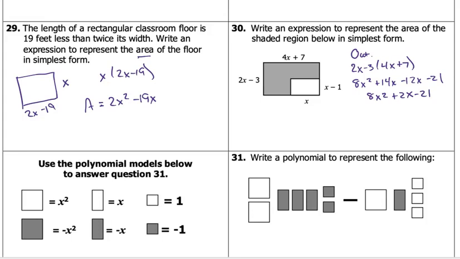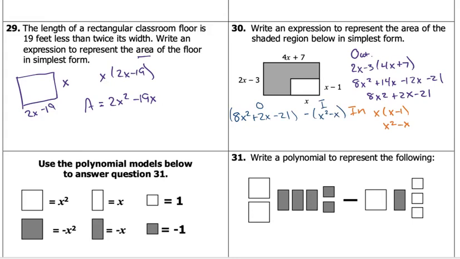Okay, now I need to know the inside. I'm going to change colors. I want to know the inside. The inside is x times x minus 1. So that's just going to be x squared minus x. And now to find the shaded, I'm going to take the top and subtract the bottom. So let's rewrite that. That means I'm going to take the outside, so 8x squared plus 2x minus 21. This is the outside. And I want to subtract the inside. So that would be x squared minus x.